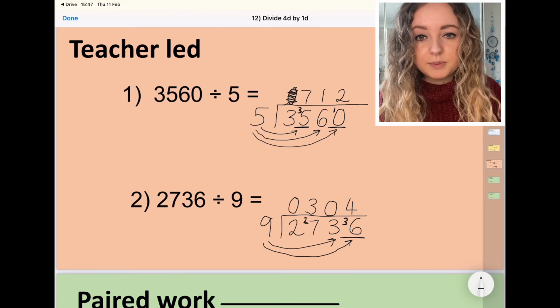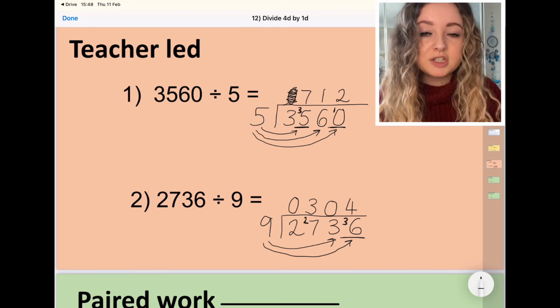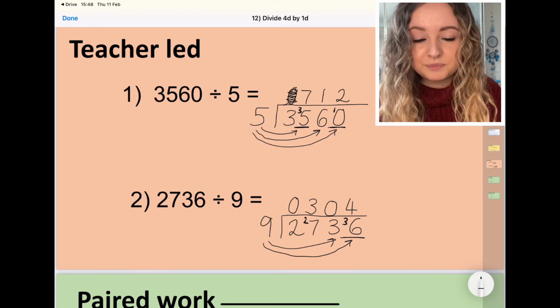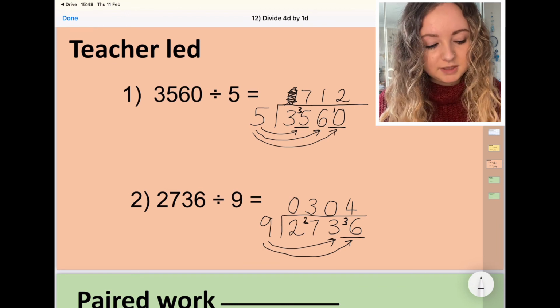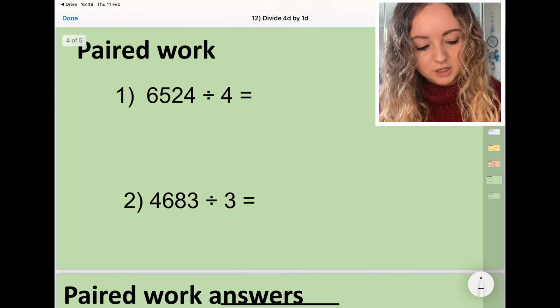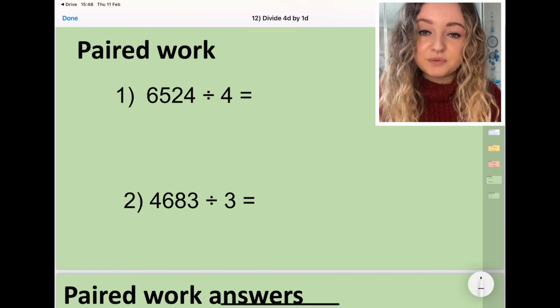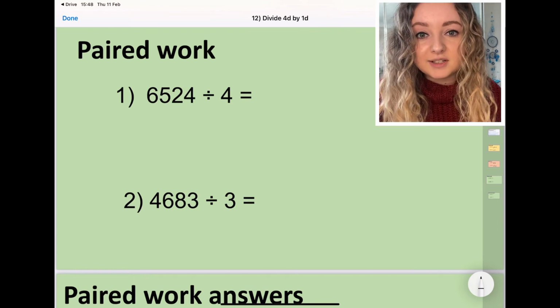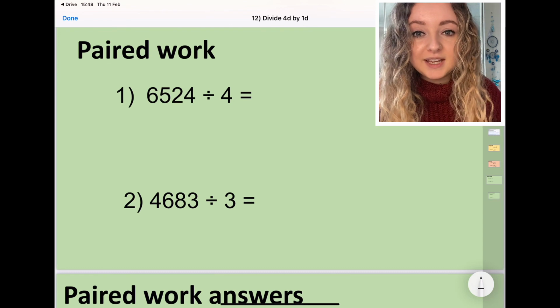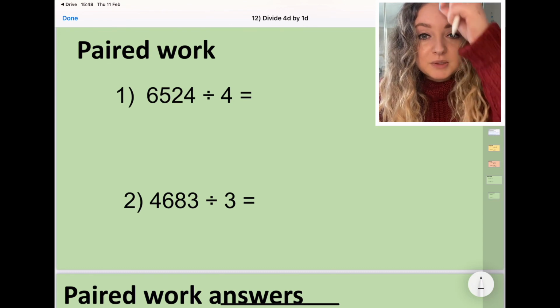As you can see, we're still using the same method. We're still doing everything that we have been doing when we were doing 2 digits, 3 digits. Now we've got 4. So have a go with this today for me. You have then got your paired work questions to move on to next, and you can find the answers for them on the slides that I have uploaded.